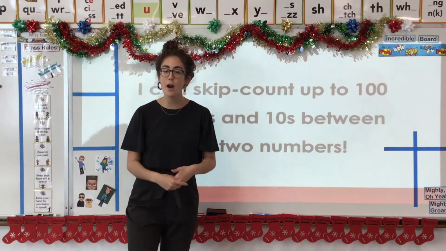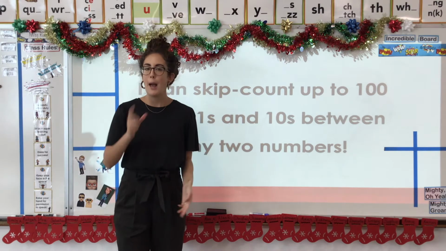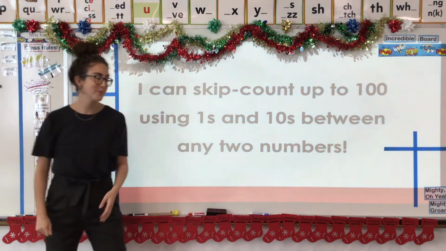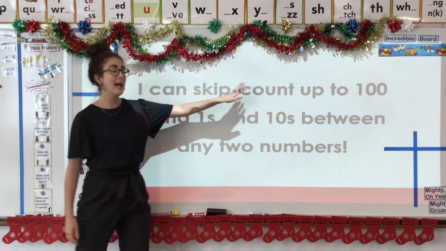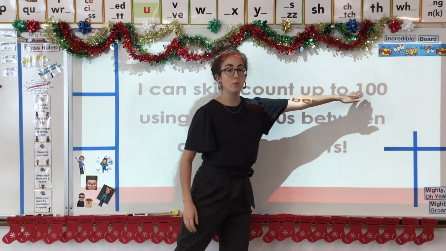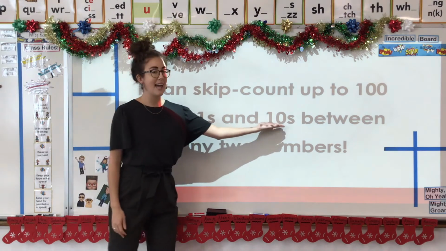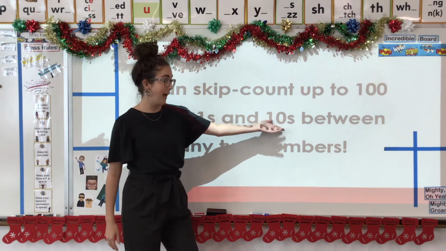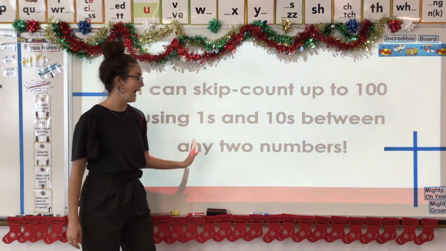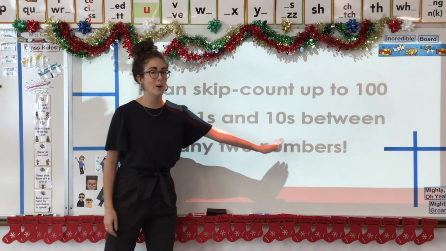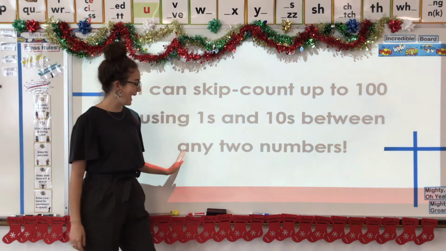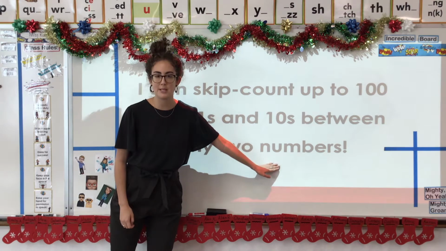Okay, Super Scholars, our learning target looks pretty similar, but it's a little bit different at the end. It says I can skip count up to 100. We've been working on that, using ones and tens, between any two numbers.